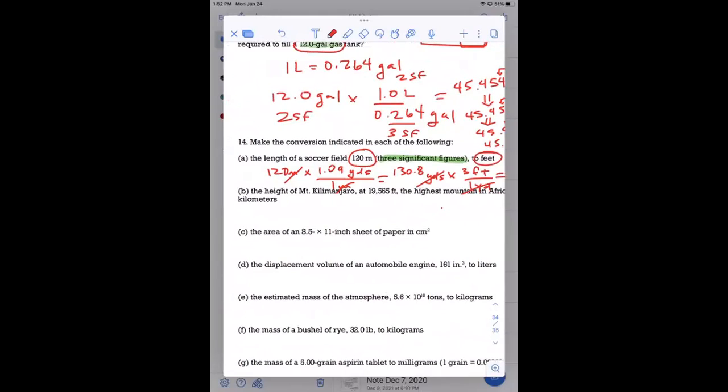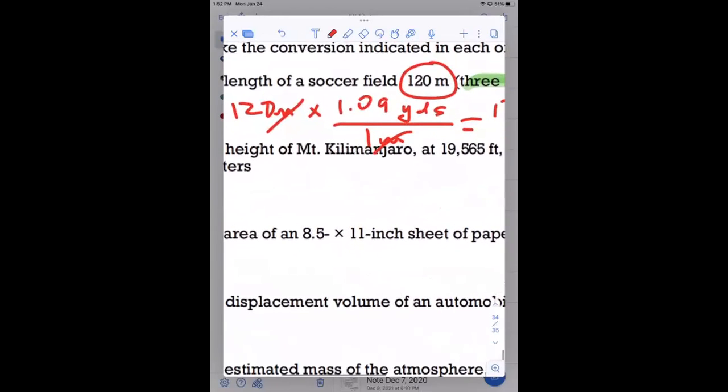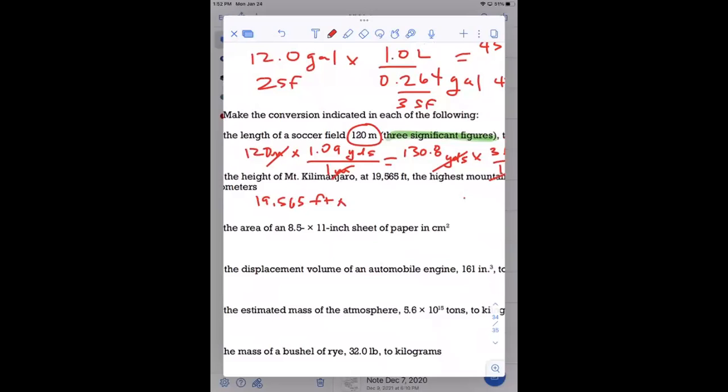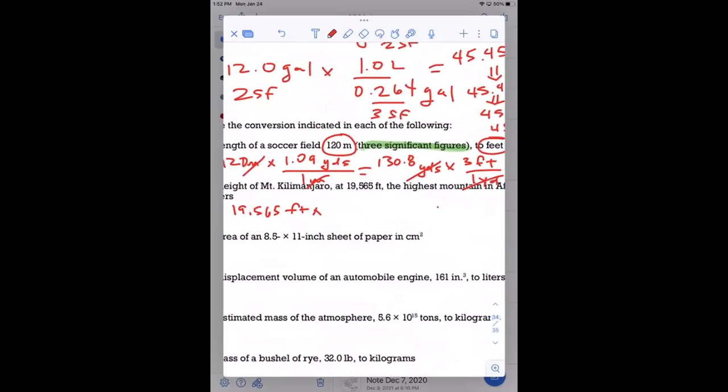So what do we need to do? We need to go from what? The long way is to go feet to meters and then meters to kilometers. So let's do that. We're going to report this in 4 sig figs. 19,565 feet times, I want to go from feet to meters, right? Can I go from feet to yards? We just did that up top, right?